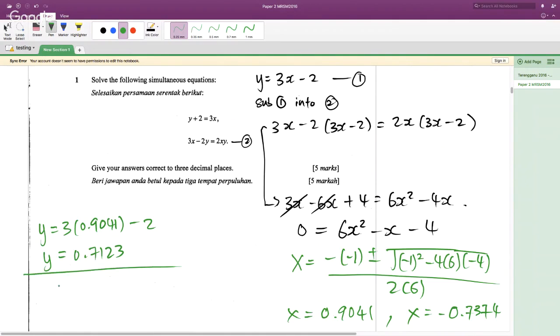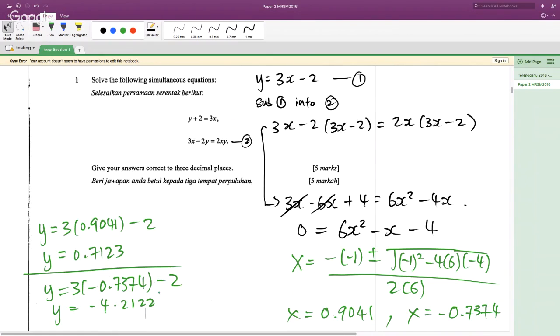Then you do the same thing for the second answer. Negative 0.7374 minus 2. Then you should be able to get another answer, negative 4.2122. I hope this answer is correct because I printed out the marking scheme with me. Yeah, it's correct. That's all for the first question.